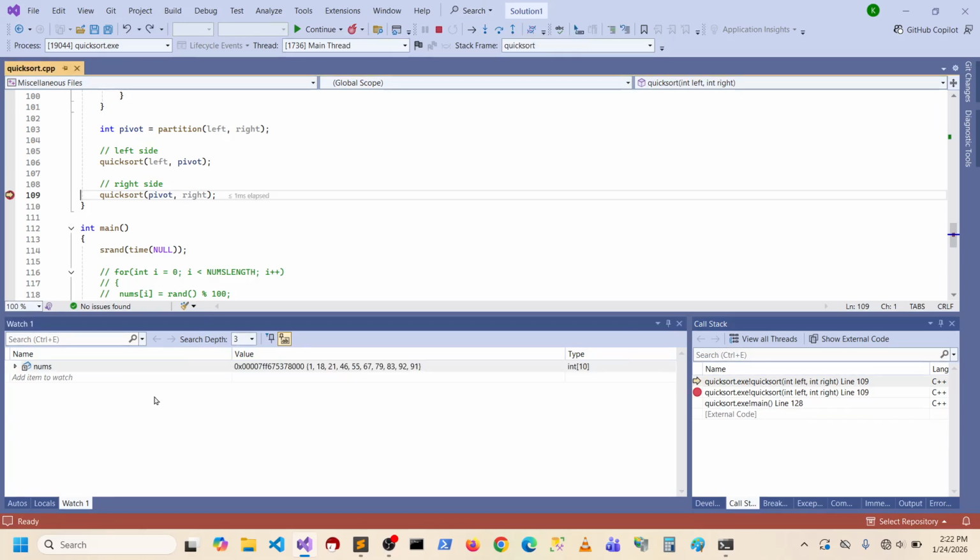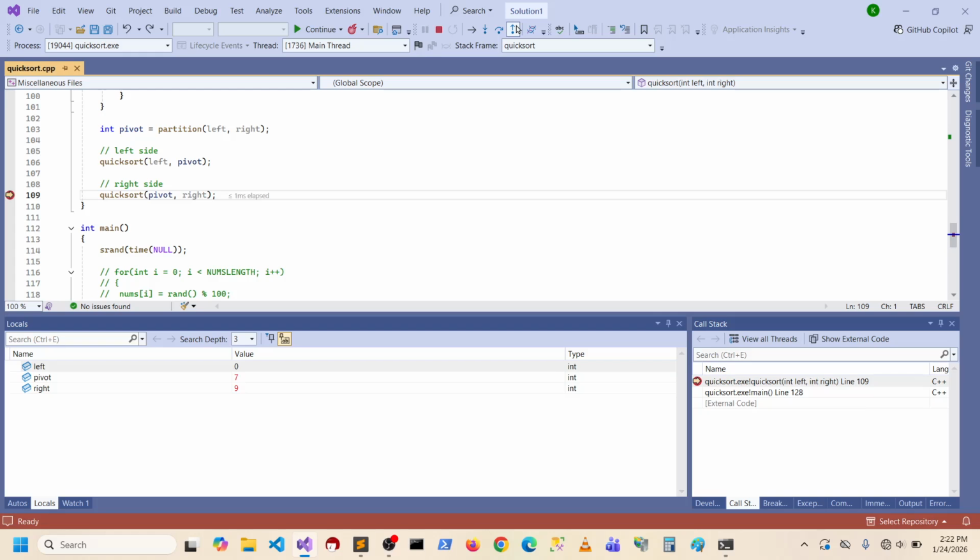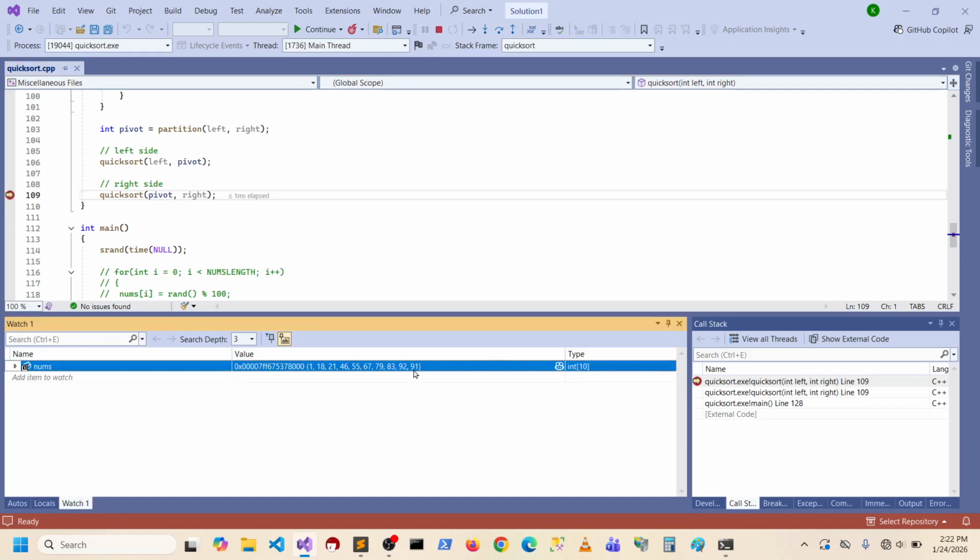One more. 0 and 7. That's definitely not right. 0 and 9. Okay, there we go. So 7 and 9, pivot of 8. 9, 8, 7. So here we go. The pivot ends up being 92. And then we have 83 and a 91.